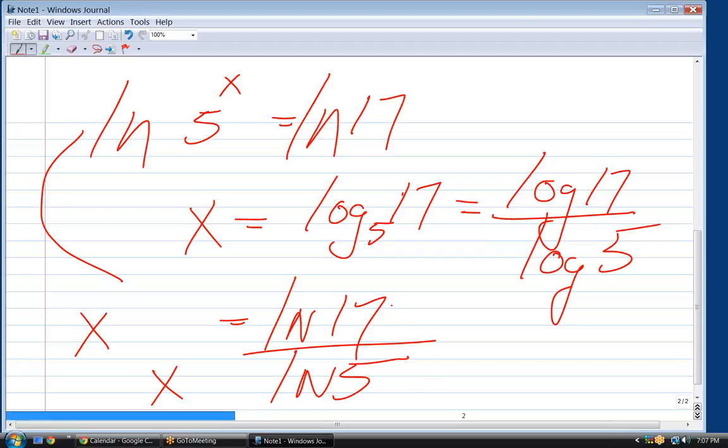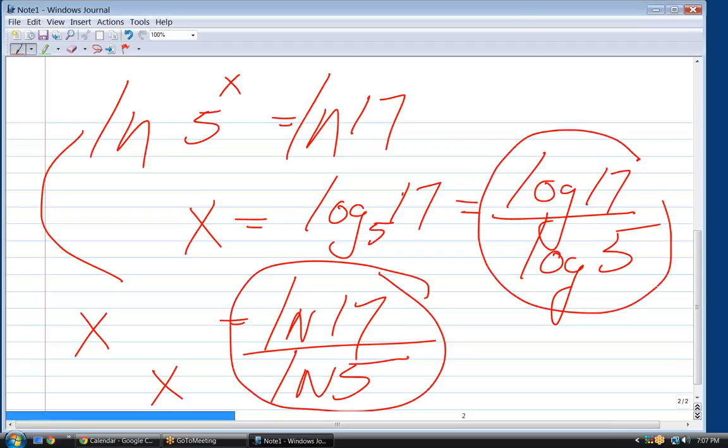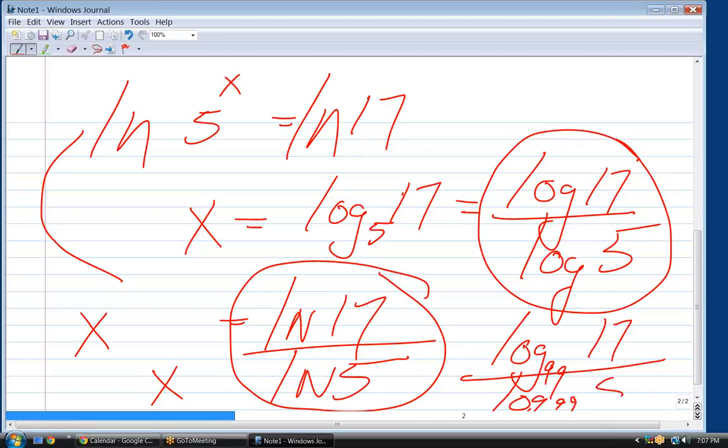Now, notice one thing. That ratio is the same as that ratio, even though they're different bases. And in fact, it's the same as this ratio, log base 99 of 17 divided by log base 99 of 5. In other words, when you're talking ratios with logs, it doesn't matter what base. The ratios are all identical.